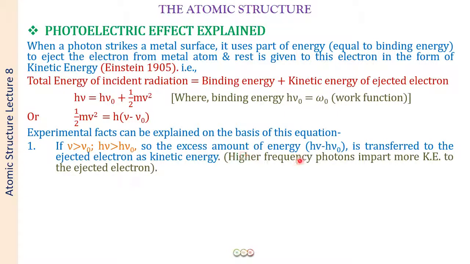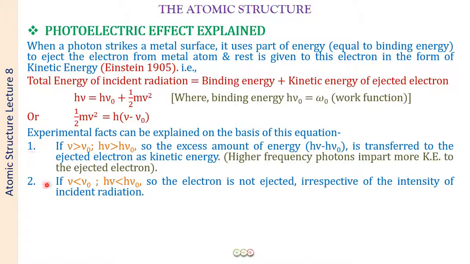So the excess amount of energy, which is h nu minus h nu naught, is transferred to the ejected electron as kinetic energy. And higher frequency photons therefore would impart more kinetic energy to the ejected electron, right? So you remember more energy of Rahul and his friends, so that was able to push the boys out of the line farther.